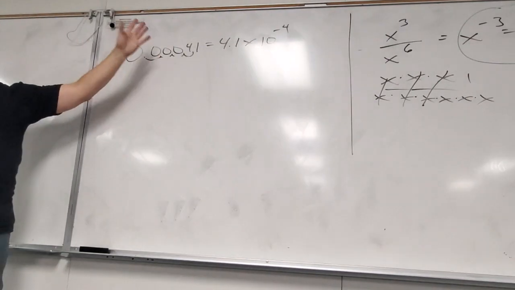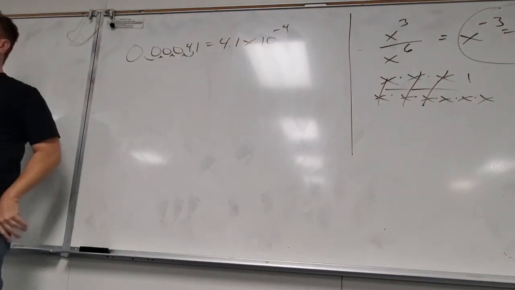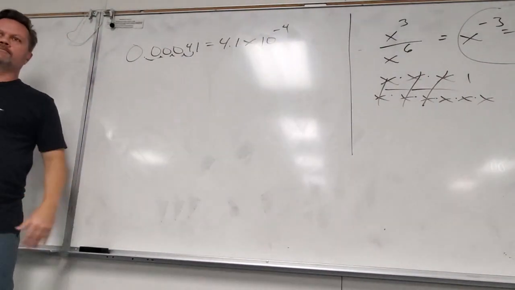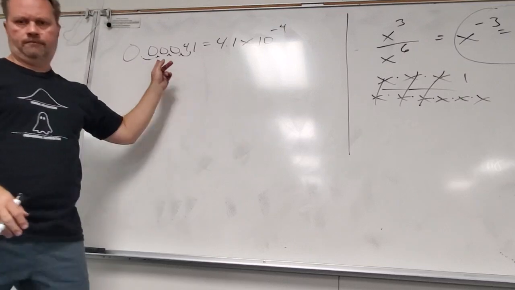So scientific notation is actually a problem that works back out to be the number. That's all it is. Right? If you do that problem, you get that.